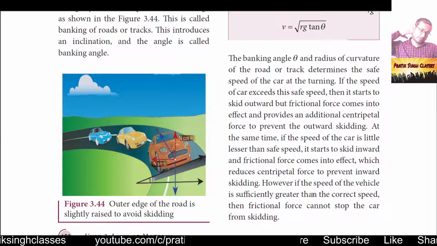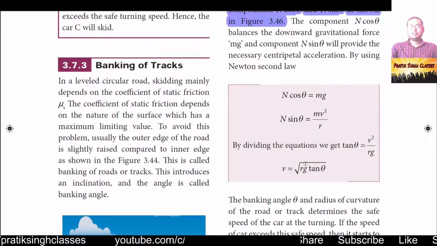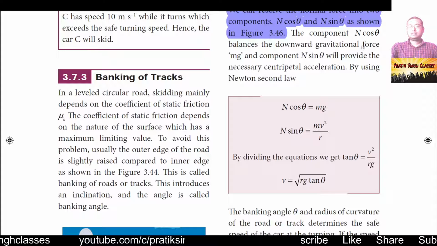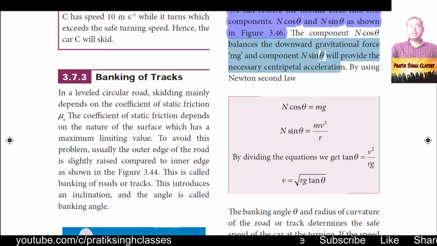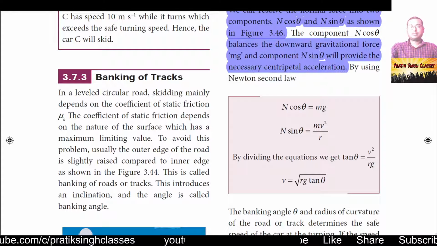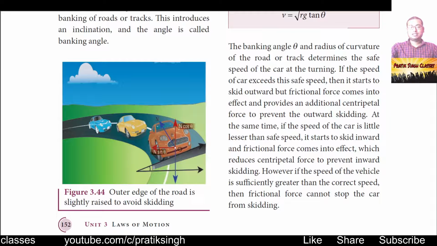So n cos theta will act upward, perpendicular to the ground, not to the road, and n sin theta towards the left hand side, as you can see in this figure. Then the component n cos theta balances the downward gravitational force mg, and component n sin theta will provide the necessary centripetal acceleration. So as you can see here, n cos theta is equal to mg, and the necessary centripetal force is equal to n sin theta.